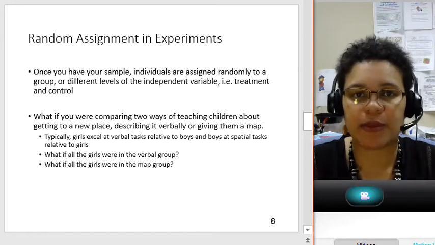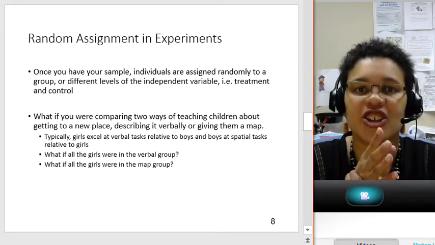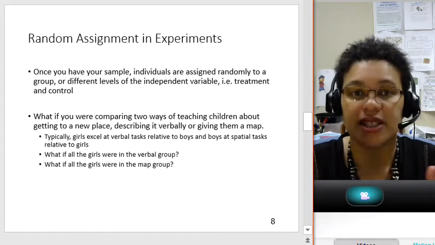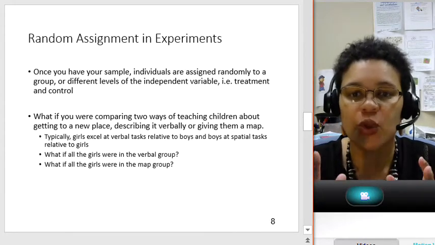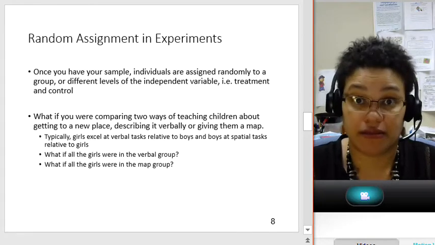It shouldn't be systematic, right? You're not going to say, okay, all the girls are going to be in the treatment group, all the boys are going to be in the control group. No, it's not going to be systematic in that way because you want to claim that your groups are equivalent.